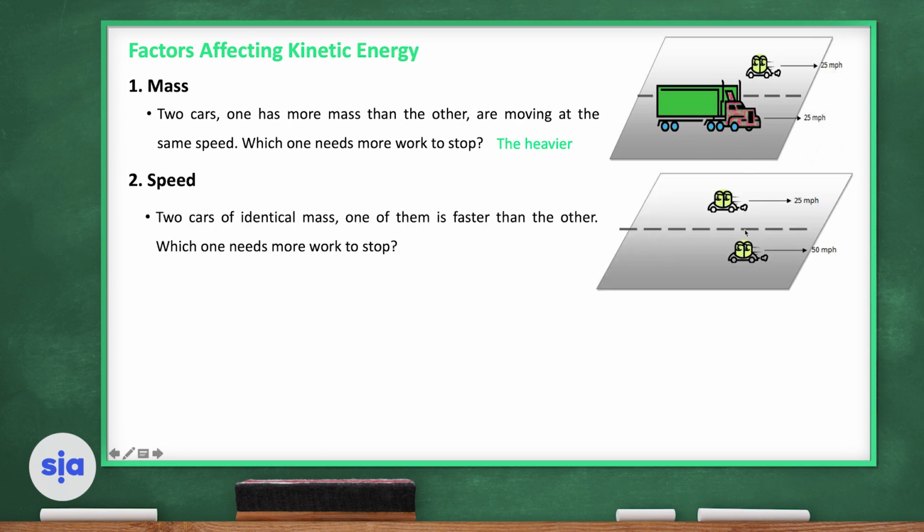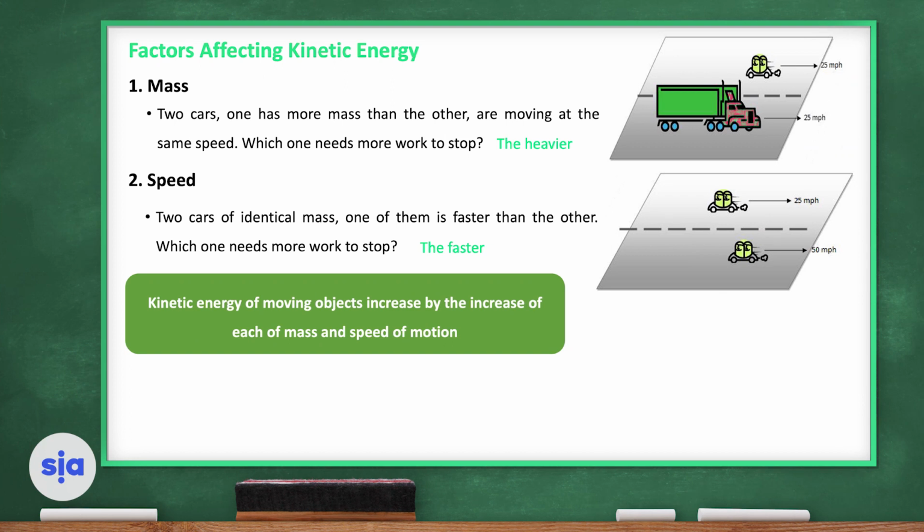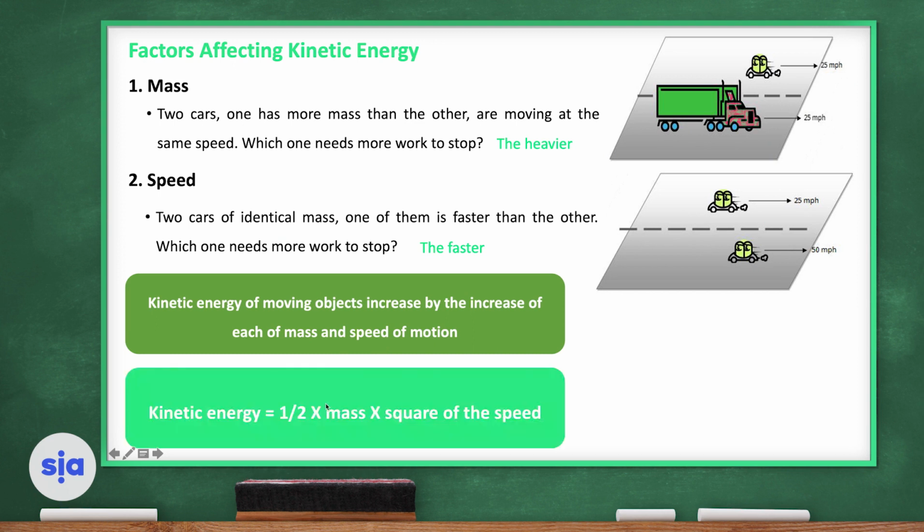Factor number 2, speed. Look at this example. If we have two cars with identical mass and one of them is faster than the other, which one needs more work to stop? The faster. So this means that kinetic energy of moving objects increases with the increase of the mass or the speed of the object. Now we can calculate kinetic energy by half multiplied by the mass multiplied by square of the speed of the object.